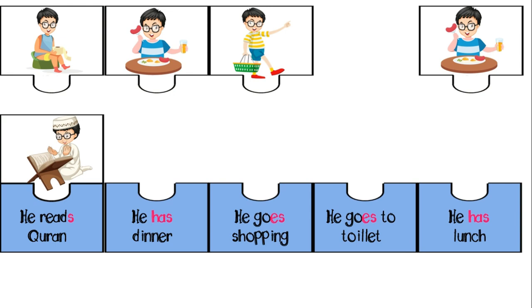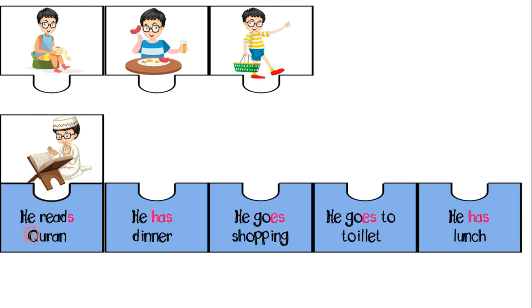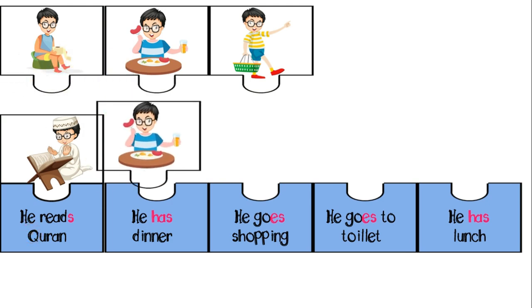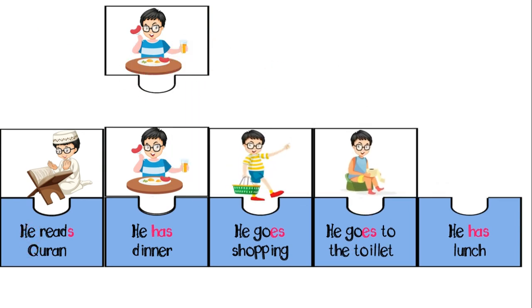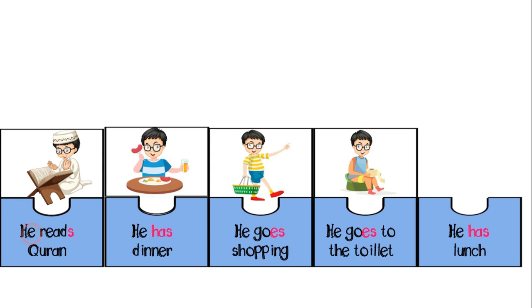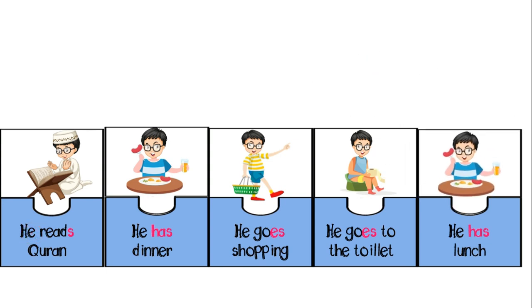We have breakfast, lunch, dinner. He has dinner, one of these, yes. He goes shopping. Very good. He goes to the bathroom or to the toilet. And finally, he has lunch. Excellent work. So this is a set of activities that Omar does on daily basis. Good work. Now we're going to move to our listening script.